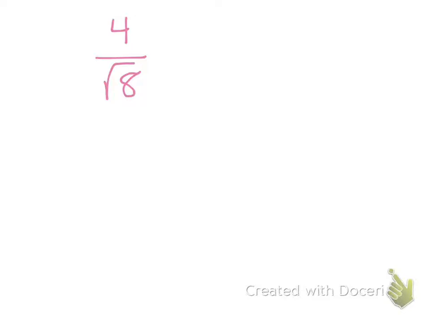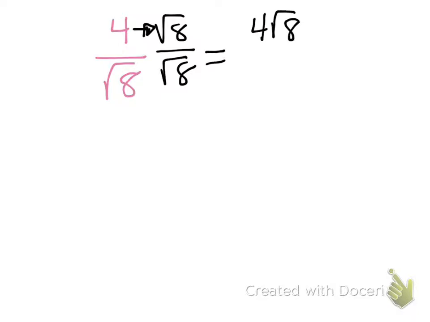So what I'm going to do is I'm going to rationalize this. That means to get the square root out of the denominator. So I'm going to say square root of 8 over the square root of 8, and that's going to get rid of it. So I'm going to multiply across. So up top, I'm going to have 4 square root of 8 over the bottom is square root of 8 times square root of 8, which is going to be 8.